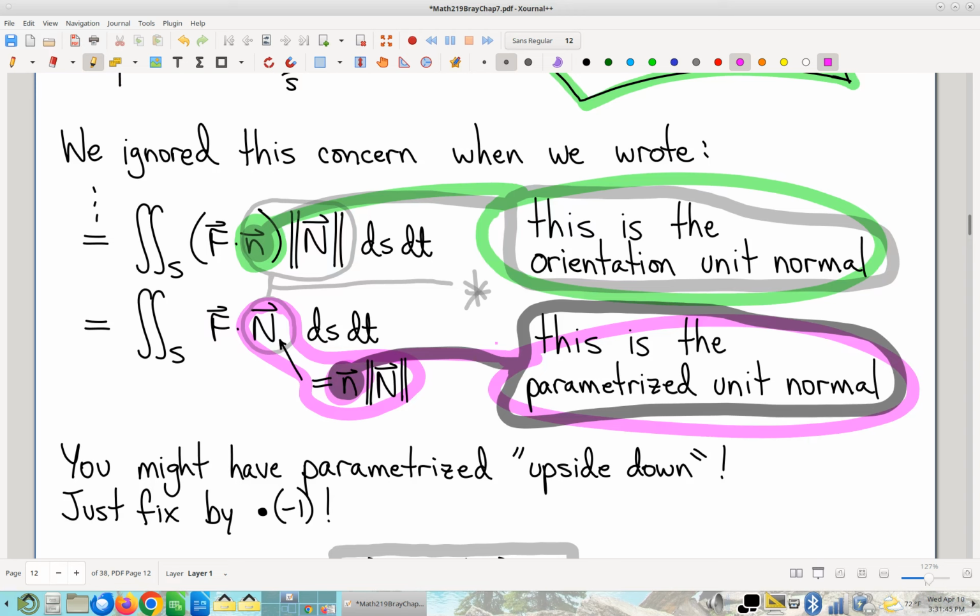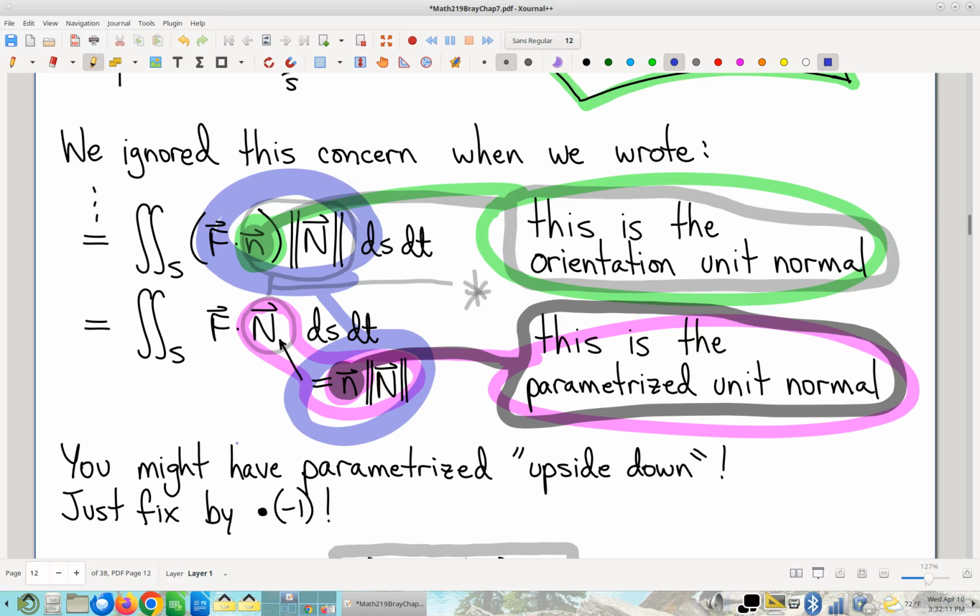Again, coin flip. So when I claimed that this was the same as that, not necessarily, because the green orientation unit normal might not be the same as the purple parameterized unit normal. That's the problem. That was my math crime.